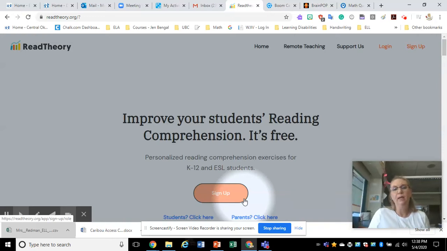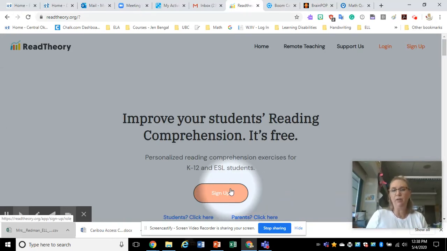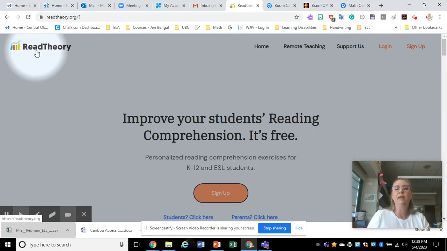Hi guys. So there's just a couple of other platforms that I'm using regularly. There's some that I use that I know you guys know about, so I'm not going to talk about those. Read Theory, I think some of you already use.